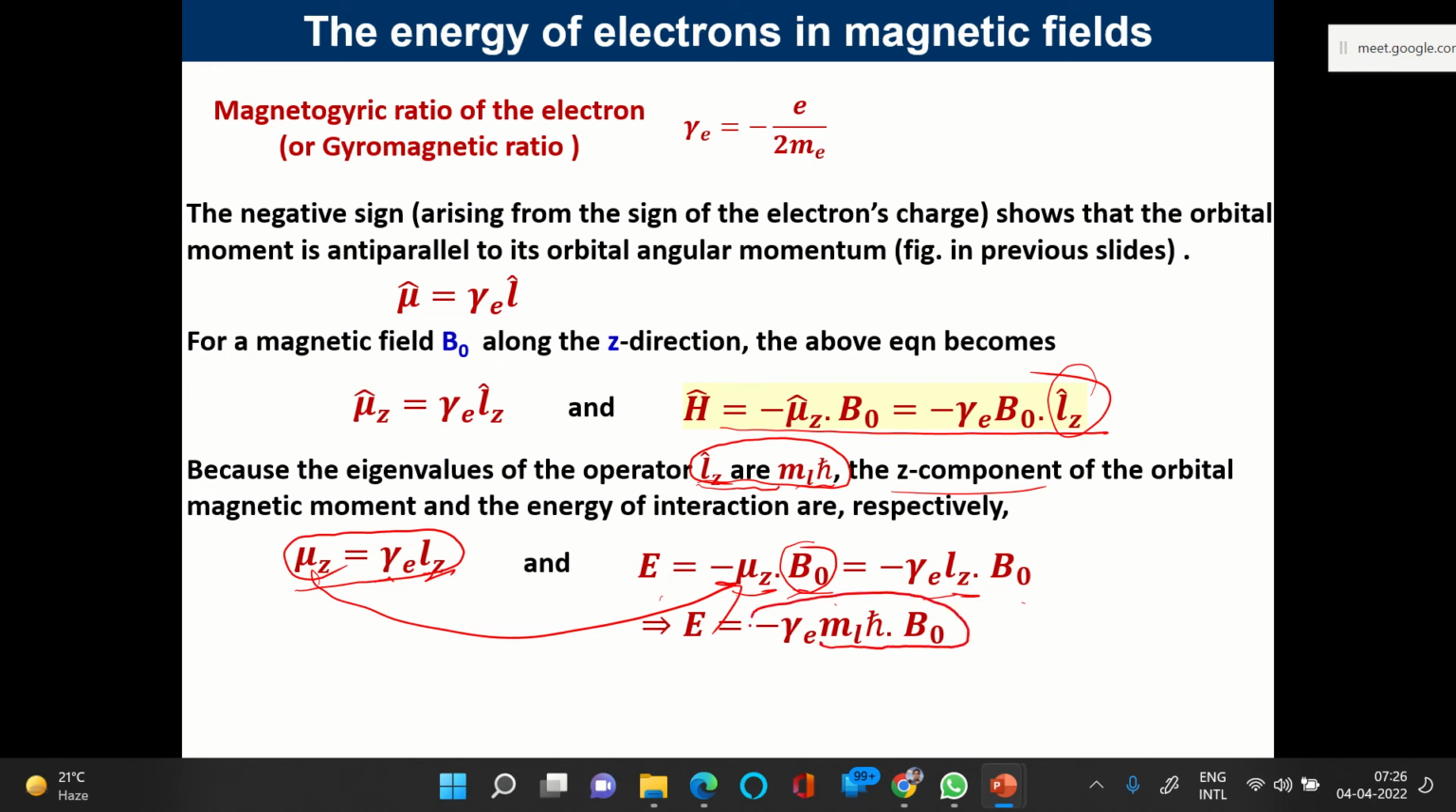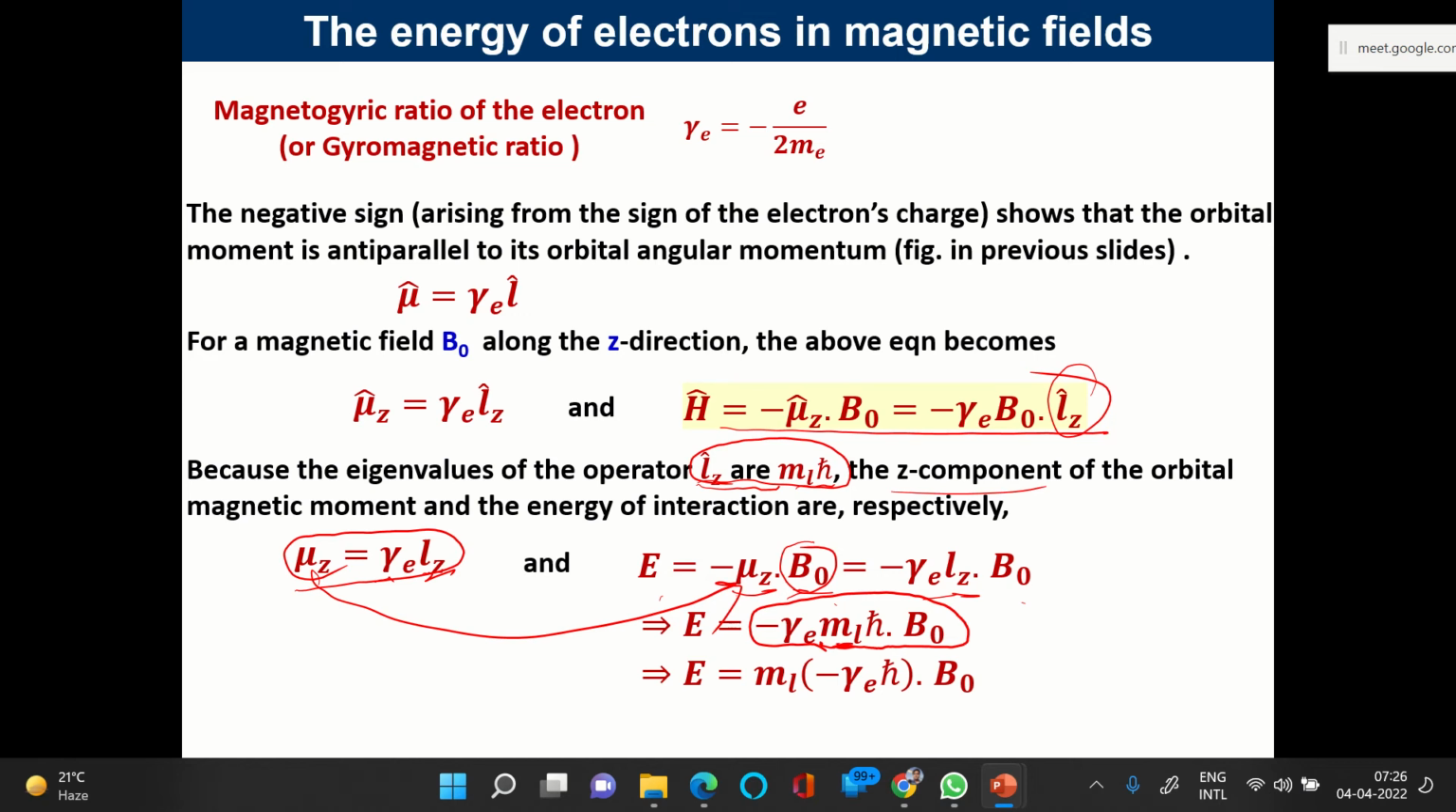If you're talking about p orbitals, m_l values will be different for px, py, pz, and similarly, due to the orbital motion, this will be the energy difference arising in each one of them when m_l is 0, plus 1, minus 1. So that's how you understand these things.